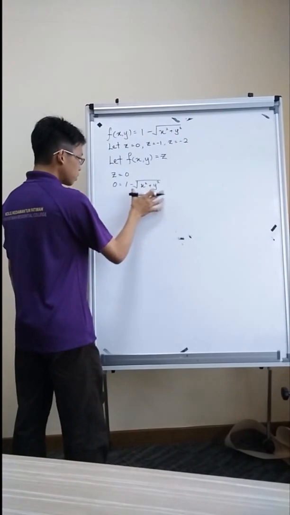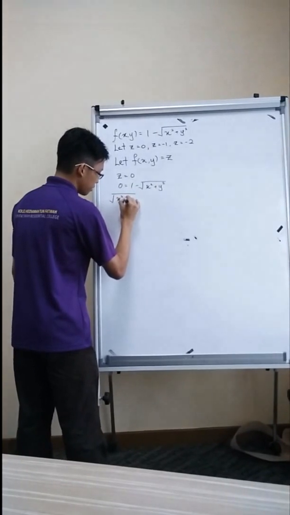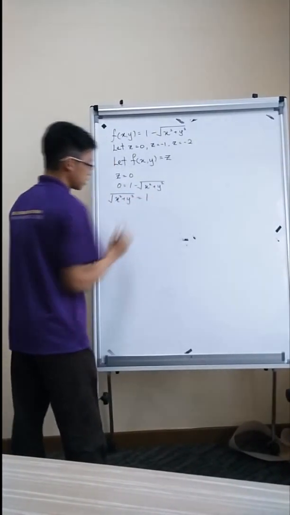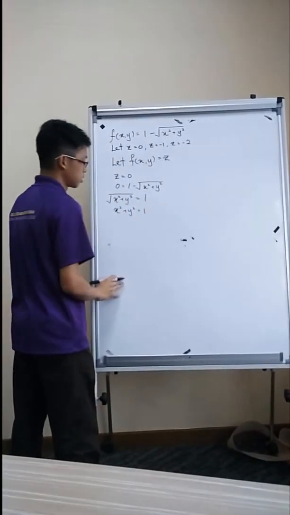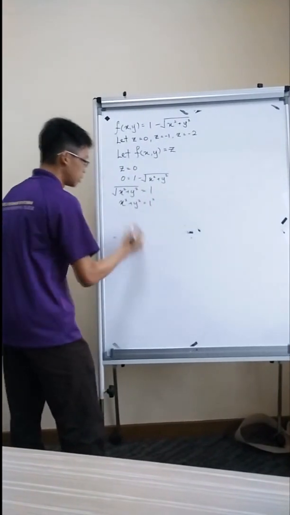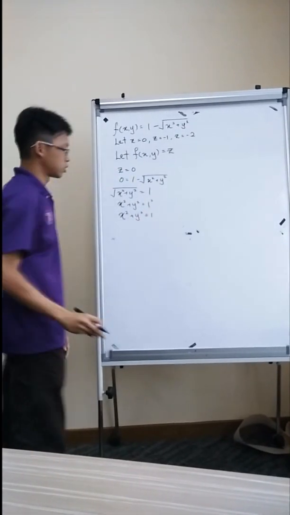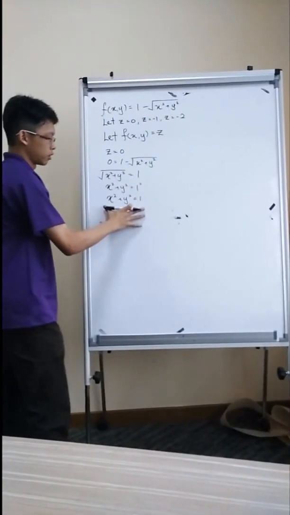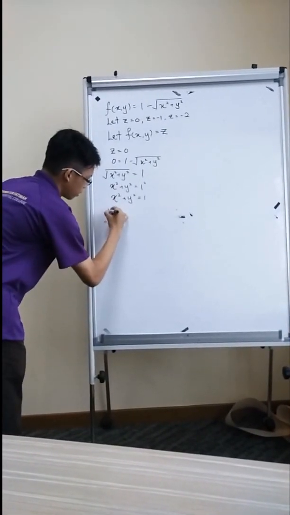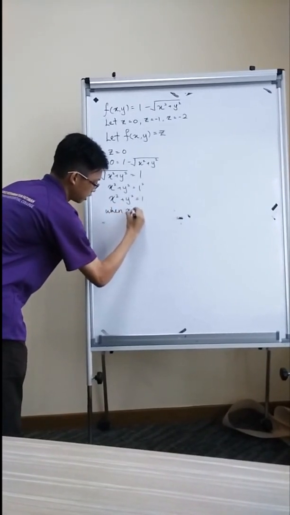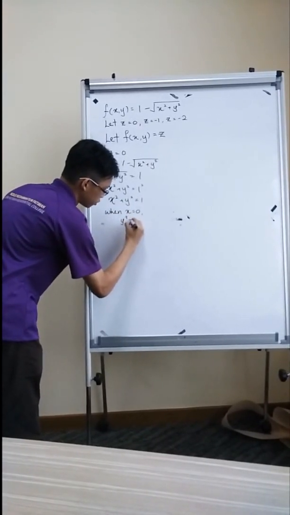We arrange it, and we will get the square root of x squared plus y squared equal to 1. So we get x squared plus y squared equal to 1 squared. So x squared plus y squared equal to 1. How are we going to find the values of x and y? First, we can let x equal to 0, and it will give us y squared equal to 1.